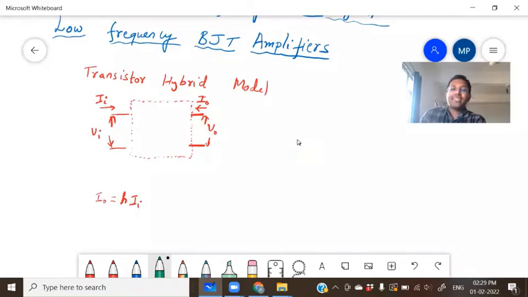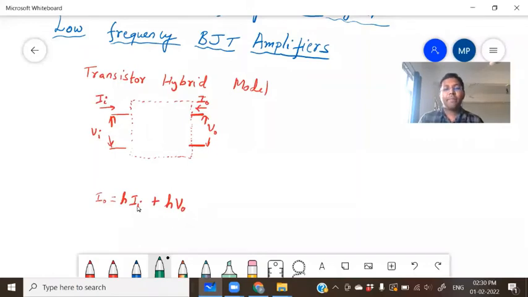Not only is the output current dependent on input current, output current also depends on output voltage, isn't it? So I will take one more parameter and represent output voltage. See, output current is a function of input current because BJT is a current control device, and the output current is a function of output voltage, isn't it? The more the output voltage, the more the output current. Common sense. So based on this statement we are representing it mathematically like this, right?